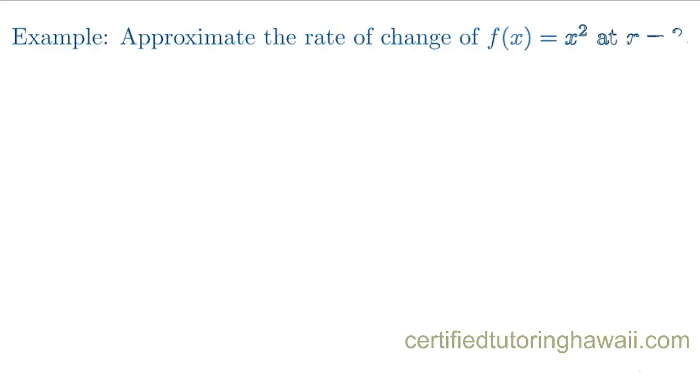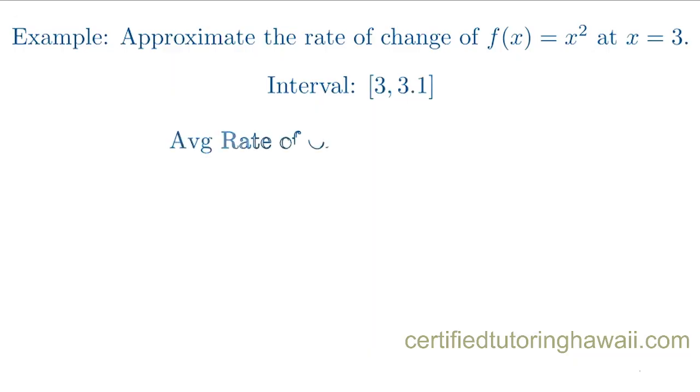Let's start with a small interval around 3. Let's choose the interval from x equals 3 to x equals 3.1. This is a very small step away from our target point. Now we'll use the average rate of change formula. The average rate of change over this tiny interval is f of 3.1 minus f of 3, all over 3.1 minus 3. Let's calculate the values.